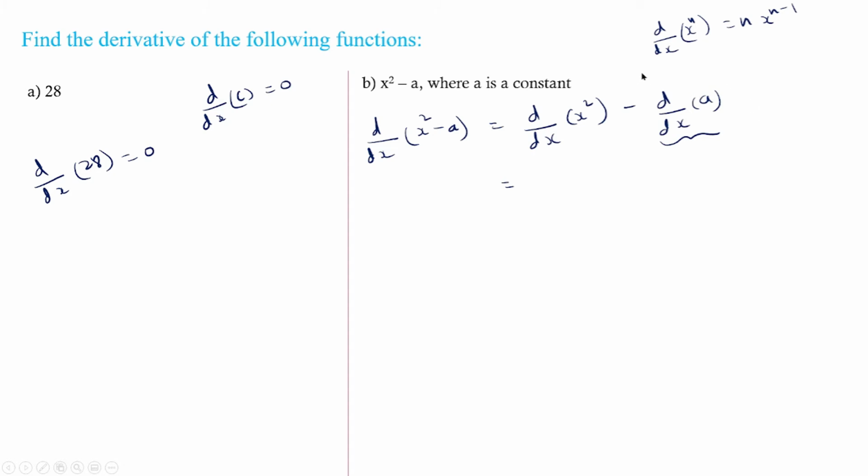Here using these rules also we can find the derivatives. Using this, the derivative of x raised to n equal to n into x raised to n minus 1, the derivative of x square will be, here n is 2, so it is 2 into x raised to 2 minus 1, minus the derivative of a constant term, which is 0. So this is equal to 2x. So the derivative of x square minus a is 2x.